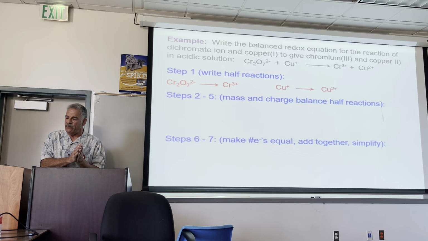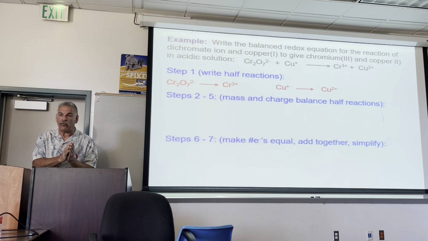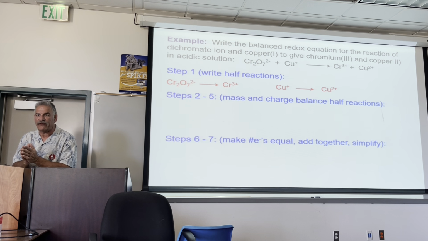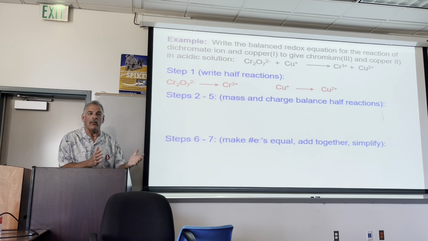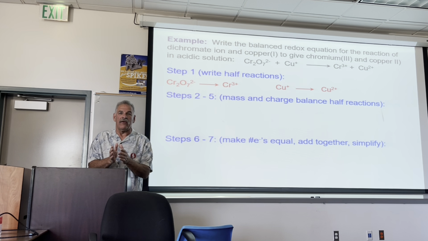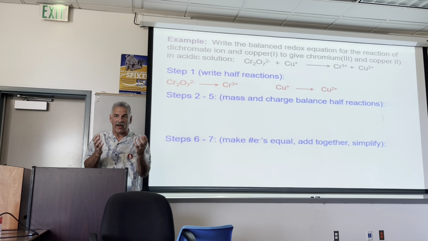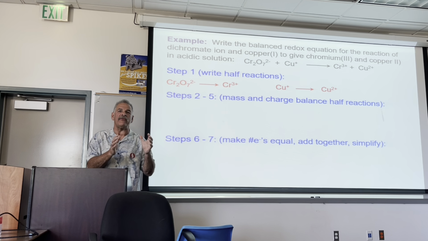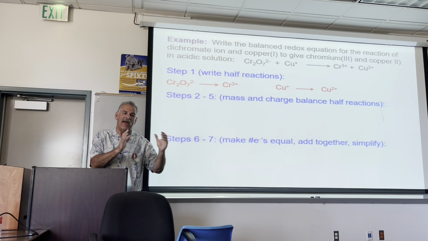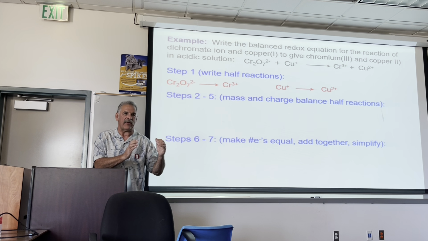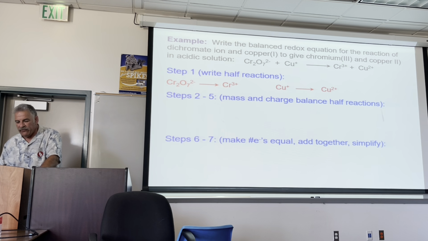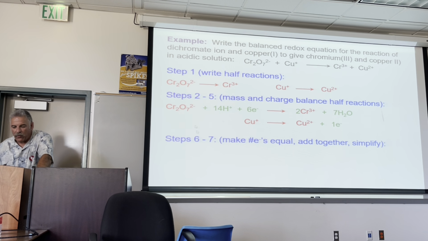Step one says we have dichromate going from chromium +6 to chromium +3. How do we get there? We have to add electrons. To go from +6 to +3 one time would be 3 electrons. And because we're reducing something, we have to add the electrons on the reactant side. When we look at the half reaction, we only have chromium 6 and chromium 3.